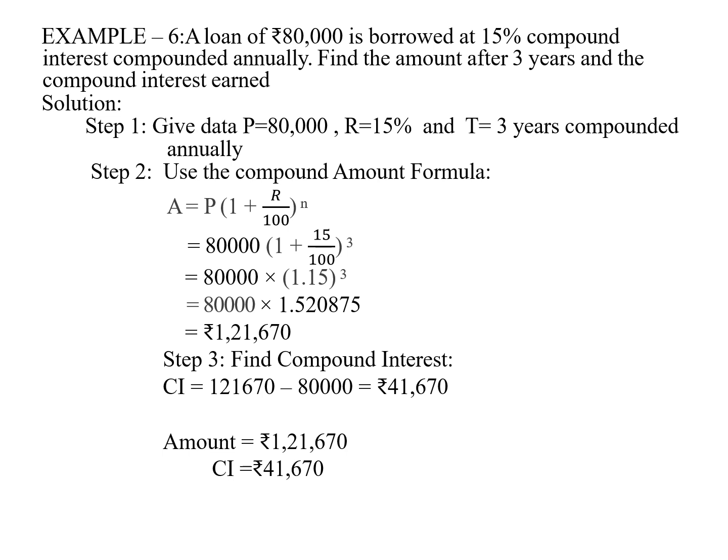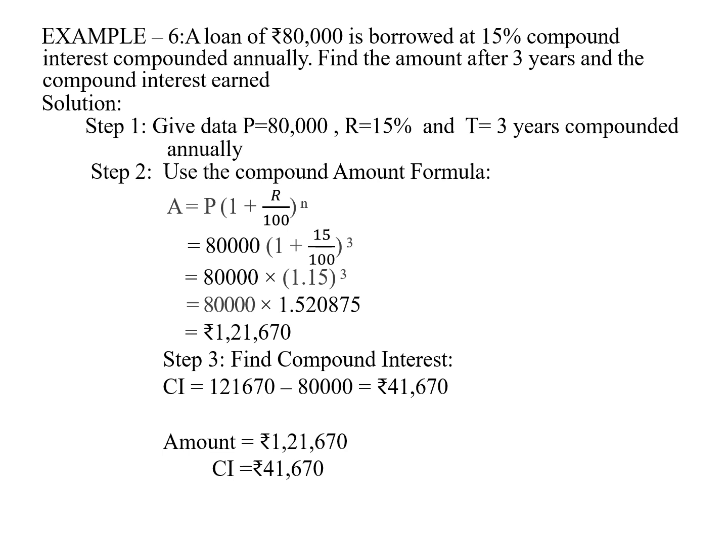Moving to example 6. A loan of 80,000 rupees is borrowed at 15% compound interest, compounded annually. Find the amount after 3 years and the compound interest earned. Let's understand this question clearly.